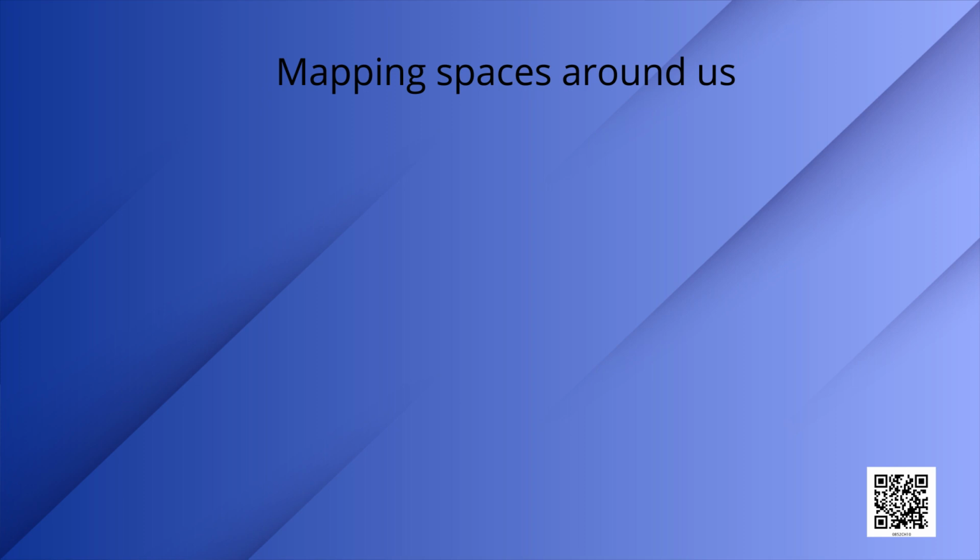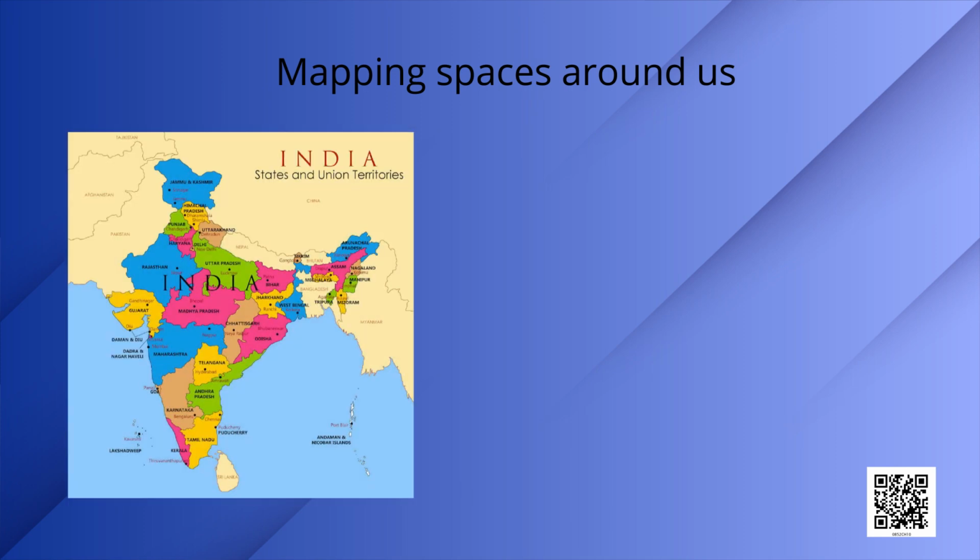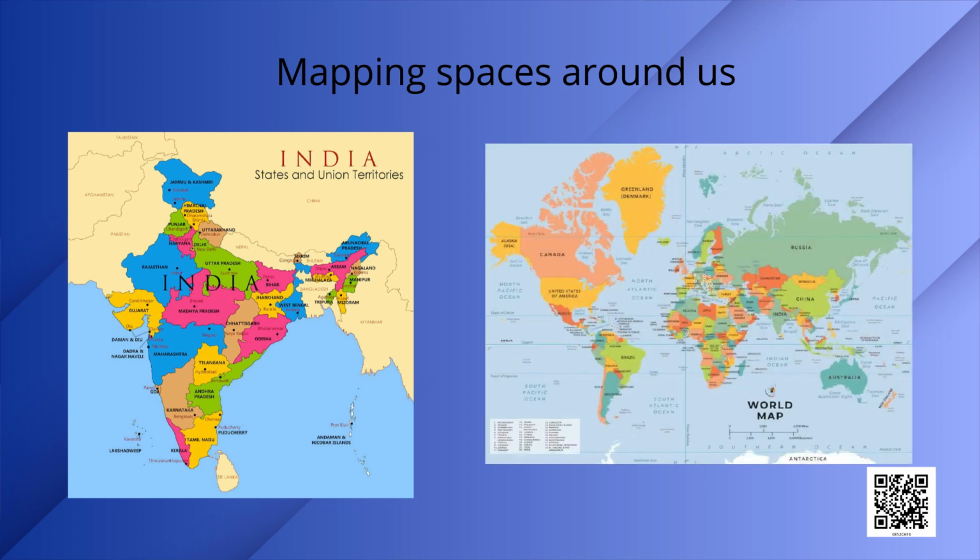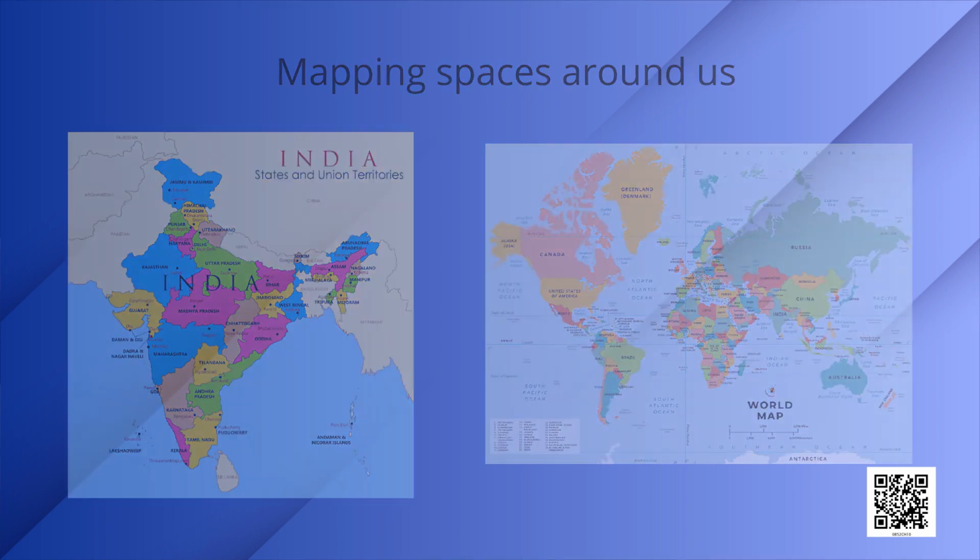Mapping spaces around us. Children, have you seen a map? Yes, you must have seen a map of India or even world while studying social sciences. You must have marked neighboring countries or some places of importance in these maps. Let us discuss more about maps.